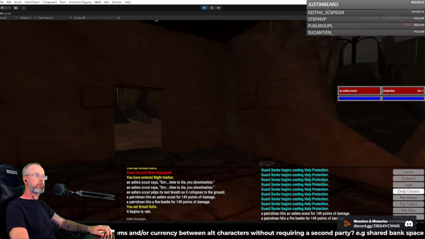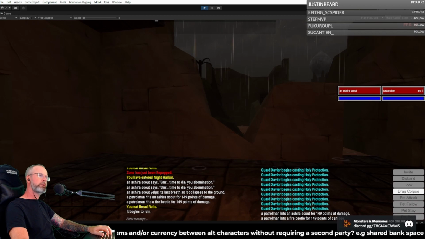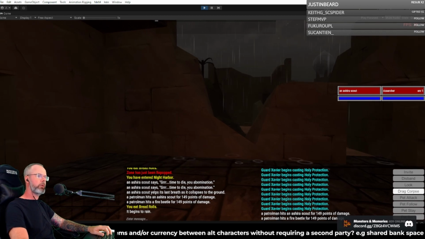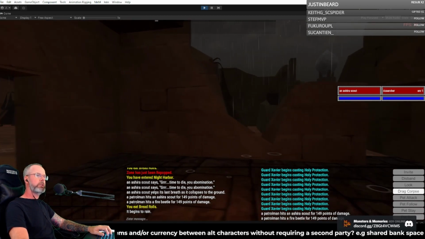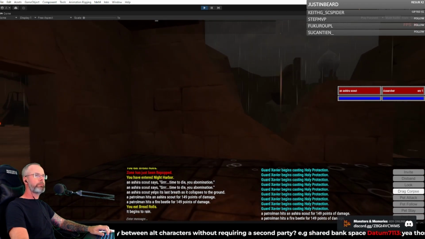And will there be a way to transfer items and or currency between all characters without requiring a second party, e.g. shared bank space? Maybe.